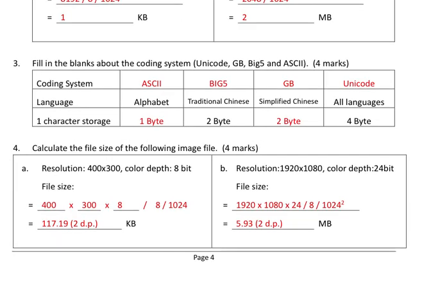Okay, and then we go to question 3. So here we will try to fill in the information of some coding system. So the coding system that can store alphabet should be ASCII, okay, and it uses 1 byte to store 1 character. And then for traditional Chinese and simplified Chinese, both of them use 2 bytes to store 1 character.